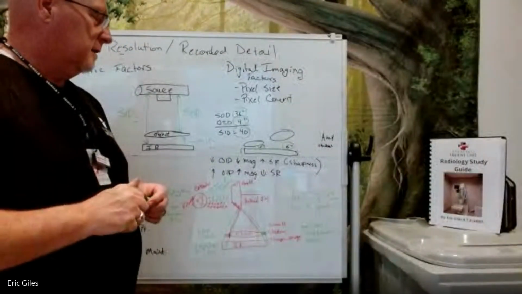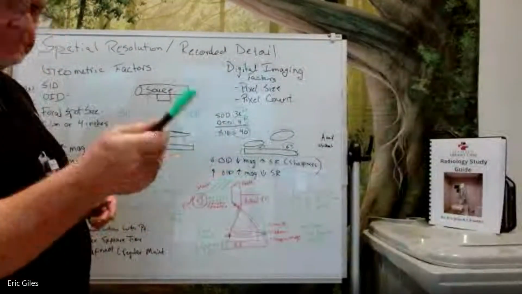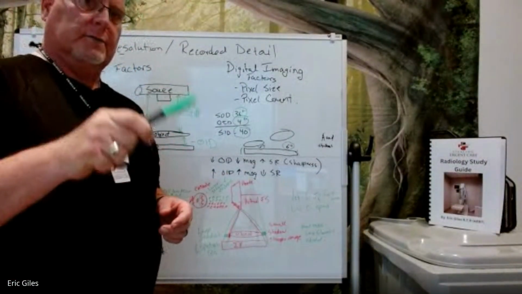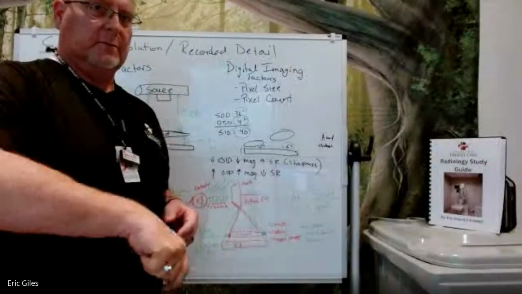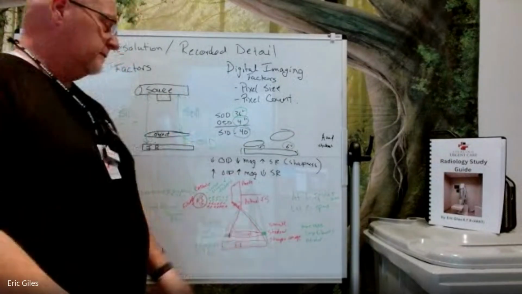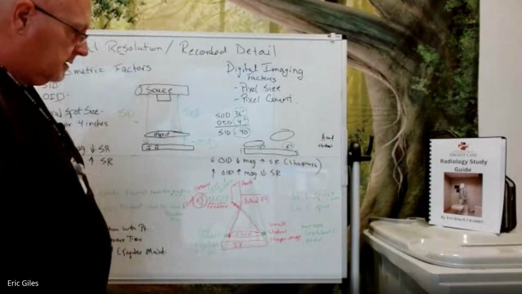Yeah, good rule of thumb. Remember that anything under 4 inches or 10 to 12 centimeters, we use a small focal spot. Anything above that, we're going to use a large focal spot for the reasons that we've talked about.